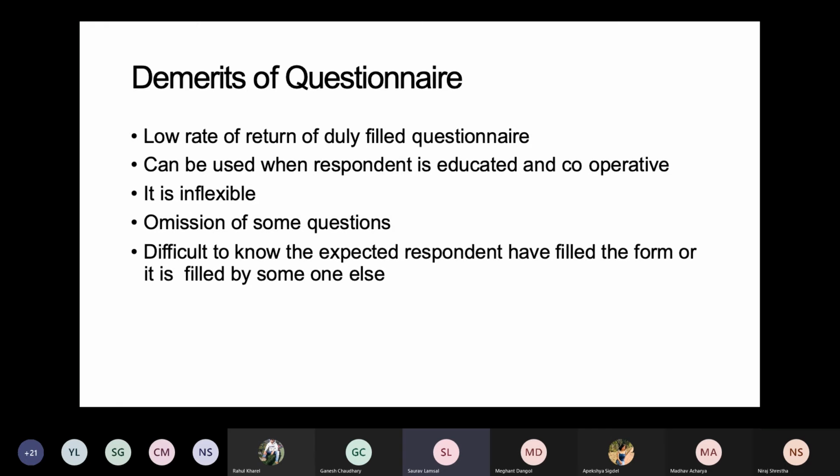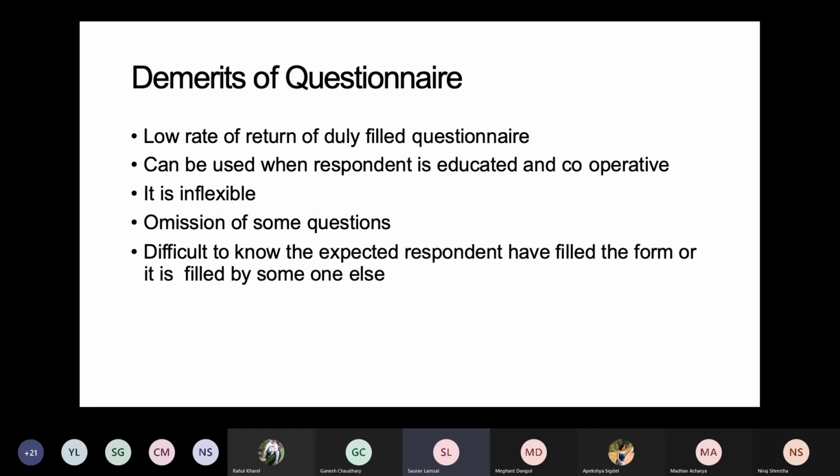And it is inflexible, meaning suppose you have a predefined set of questions. When you ask a certain question to the participant, you cannot instantly change the question. If there are any new responses that you have obtained, there is also no place to record that response. So in that context it is inflexible. There is no flexibility to change the questions when you are collecting the data.